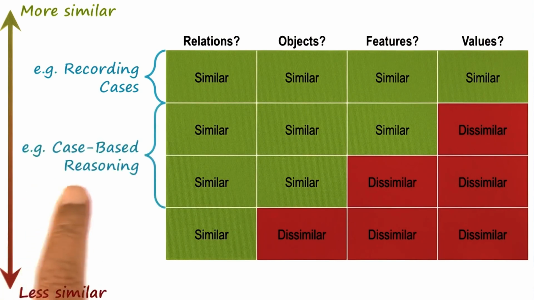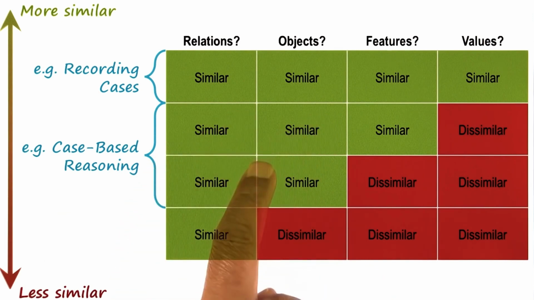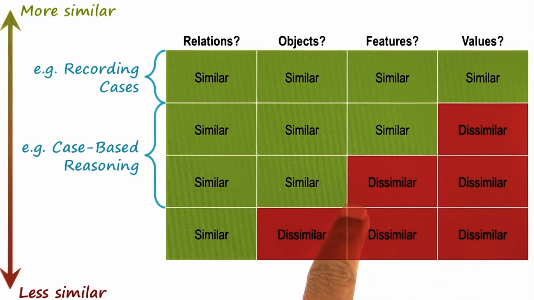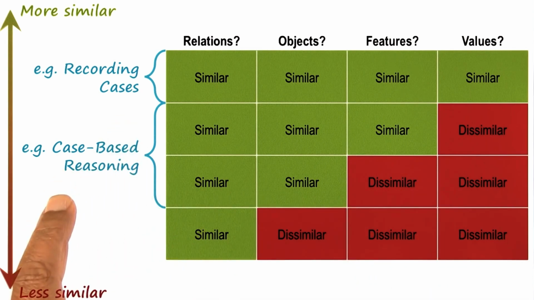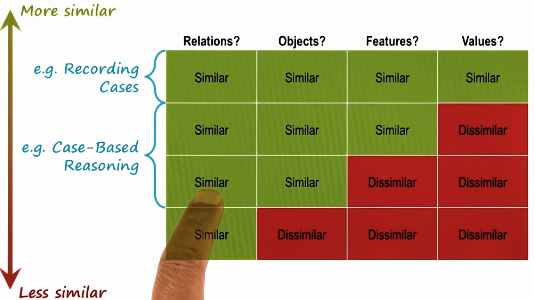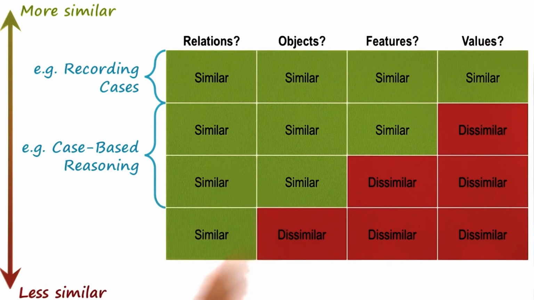When the similarity between the target problem and the source case is along the dimensions of relationships and objects, but not along the dimensions of values or values and features, then that's an example of case-based reasoning. We discussed this method in the domain of navigation in urban areas. The objects or the concepts between the target problem and the source case being the same means that the domains are the same. So case-based reasoning is within-domain analogy.